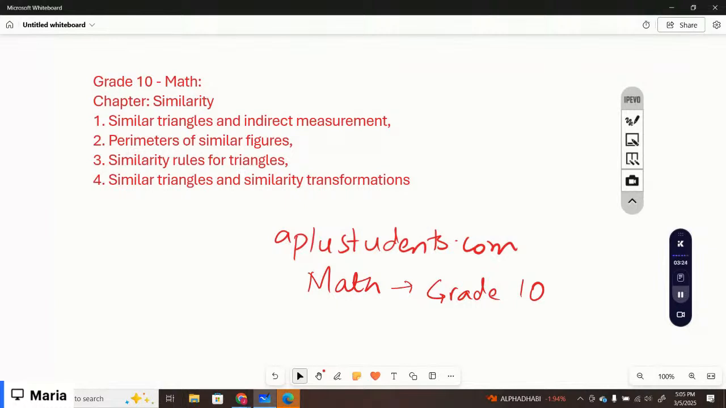The lessons we are going to cover today are similar triangles and indirect measurement, perimeters of similar figures, similarity rules for triangles, and then similar triangles and similarity transformations. Please make sure you have your notebook and pencil so that you can note down the important examples and definitions as well.